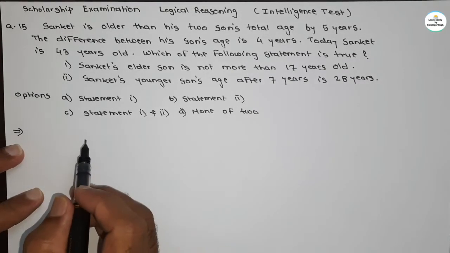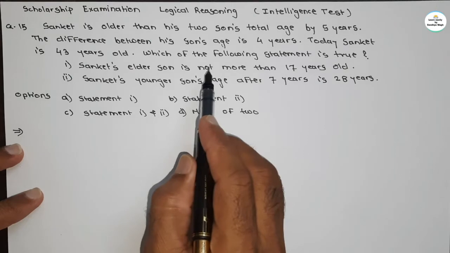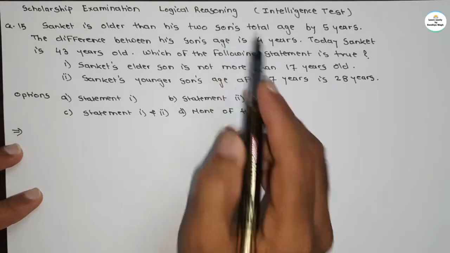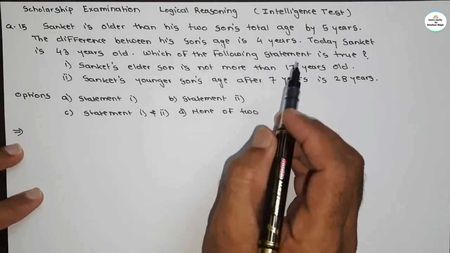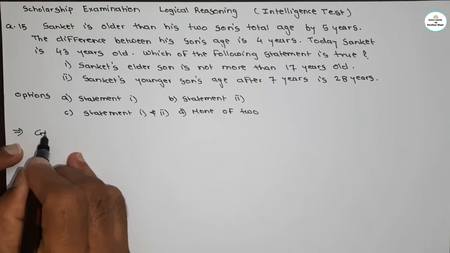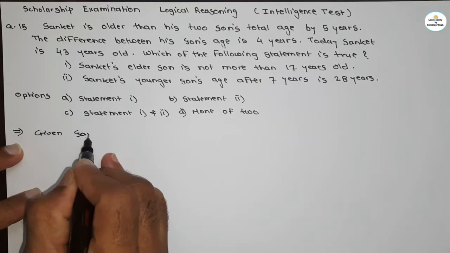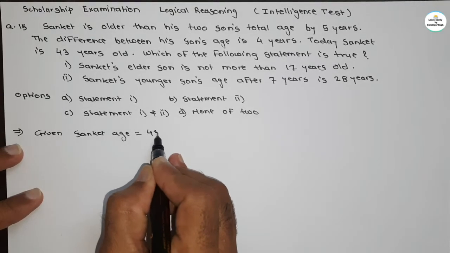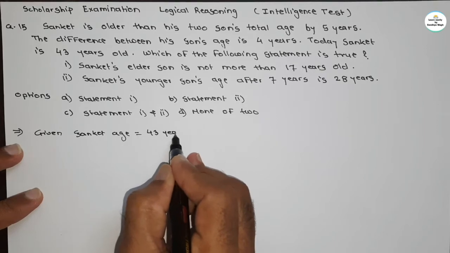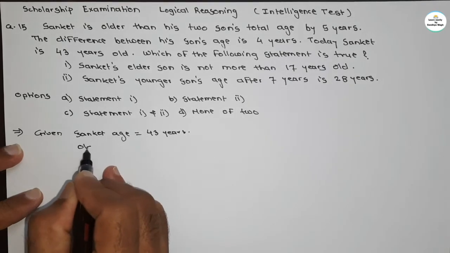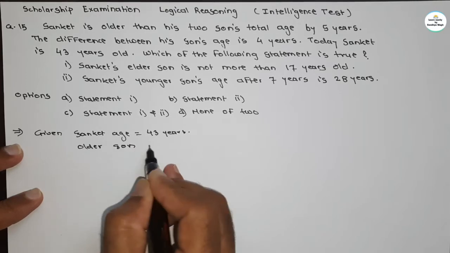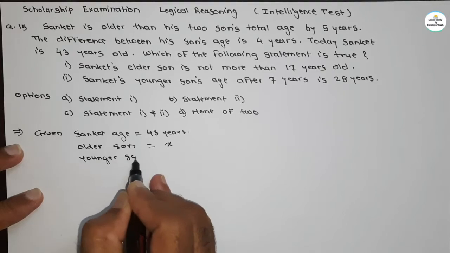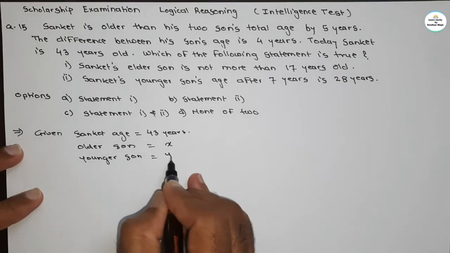So here, before starting this solution, this is a comparison of ages. So we will assume the ages of Sanket's sons. Here Sanket's age is given, it is 43 years. So given is Sanket's age is equal to 43 years. Now we are assuming older son's age as X and younger son's age as Y. Now we will write the equations depending on the data given.